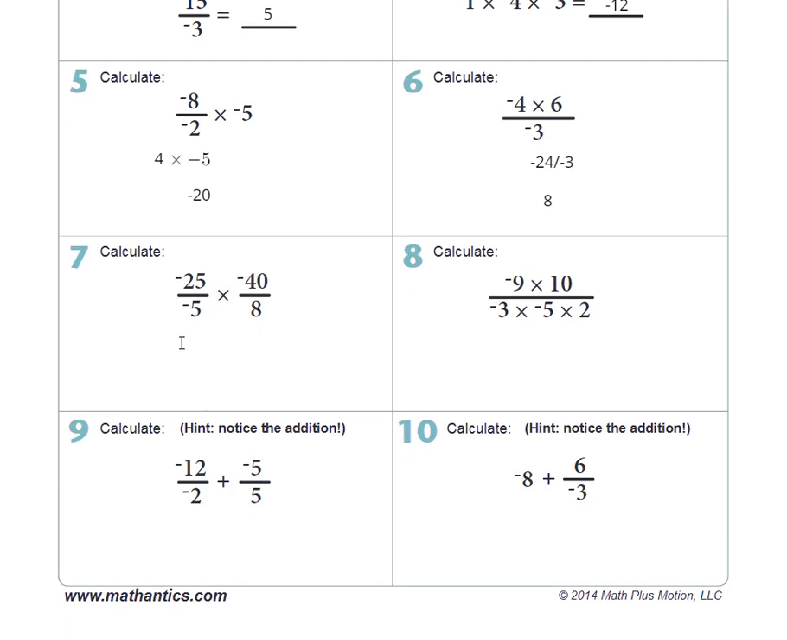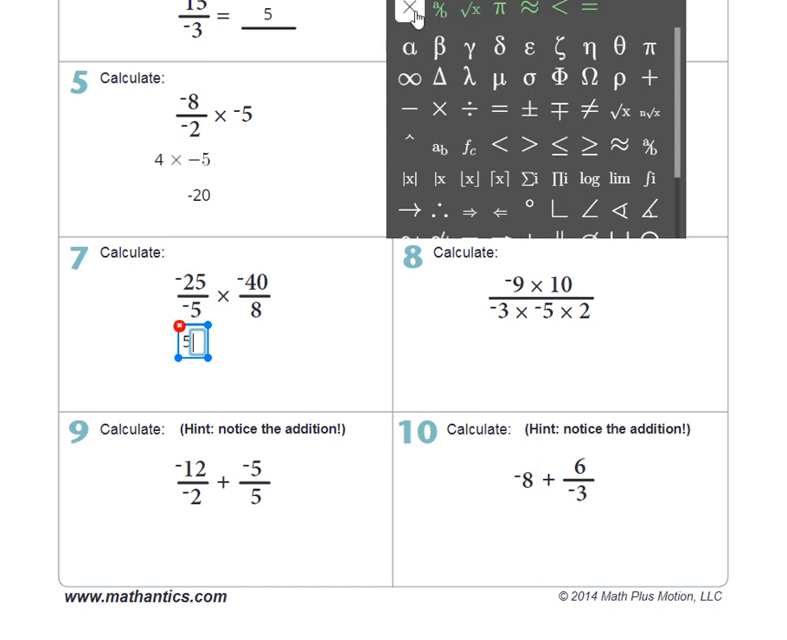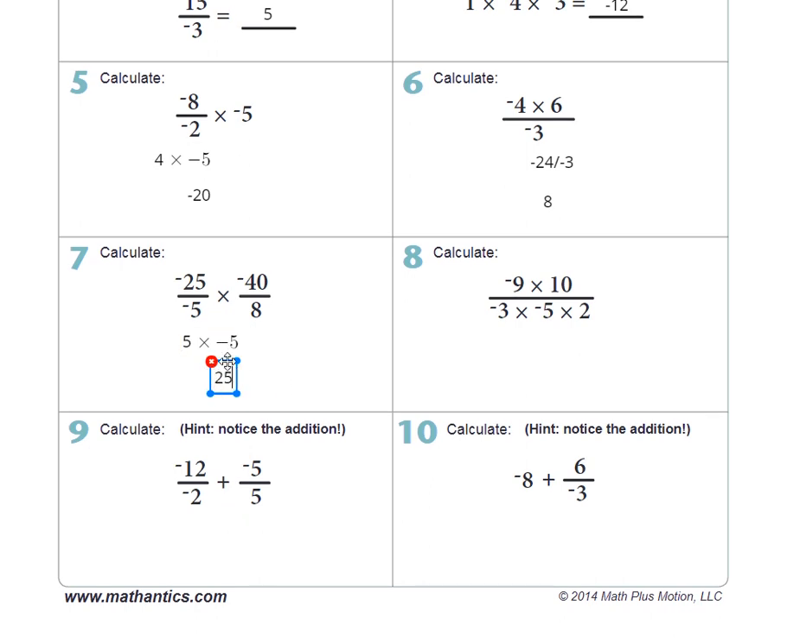Number 7, again, I'm just going to simplify both parts first. Negative 25 divided by negative 5. 25 divided by 5 is 5. Times, there we go. Negative 40 divided by 8. 40 divided by 8 is 5. We have 1 negative in the problem, so that makes it negative 5. And 5 times negative 5, well, 5 times 5 is 25. And 1 negative in the problem means my answer is negative.